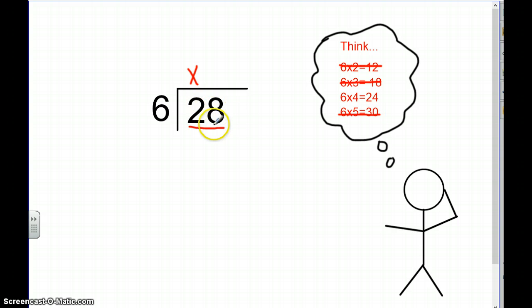We don't have 30 to break apart here. We only have 28. Okay, so we're going to put our answer 4, and you're done. That's your estimate. 28 divided by 6 is about 4, because 6 times 4 is 24. And that's really close to 28. We don't have to worry about a remainder yet. We're just estimating. So 28 divided by 6 is about 4.